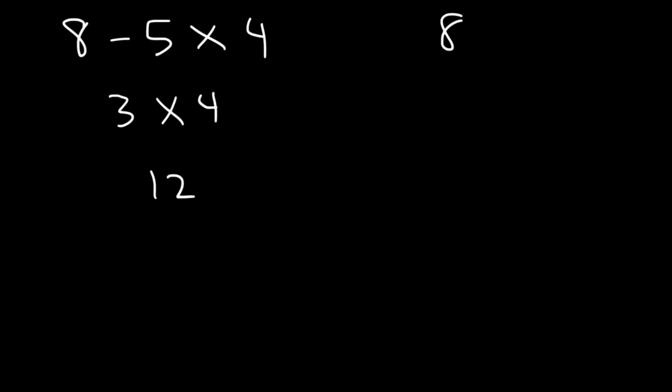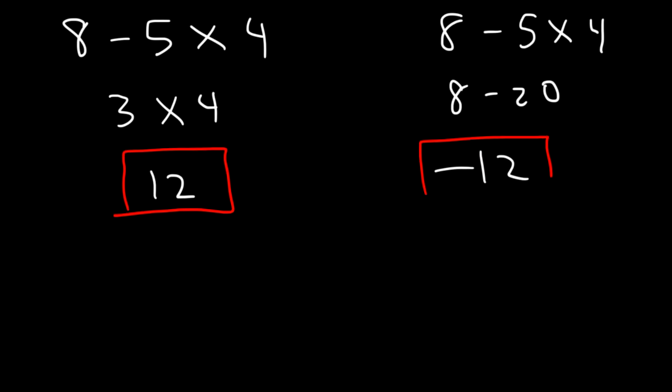But now, let's say we multiply first. Negative 5 times 4 is negative 20. So this becomes 8 minus 20. And 8 minus 20 is negative 12. So the results are different. So which one comes first, subtraction or multiplication?